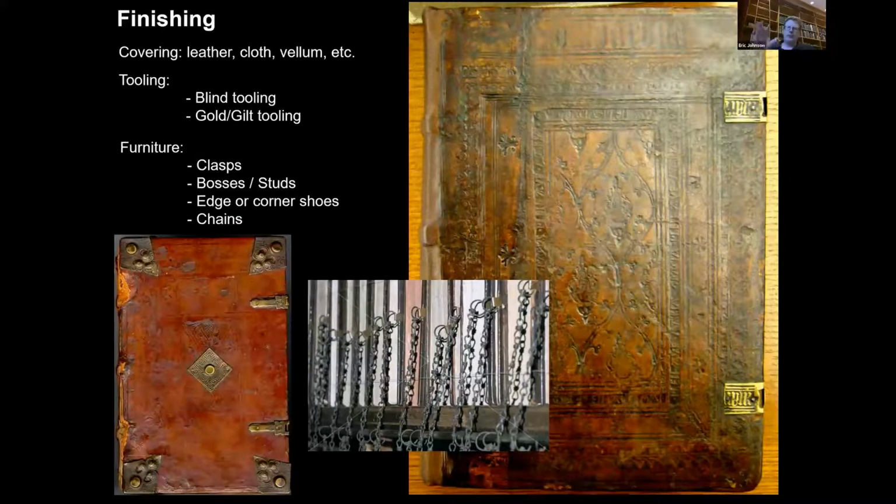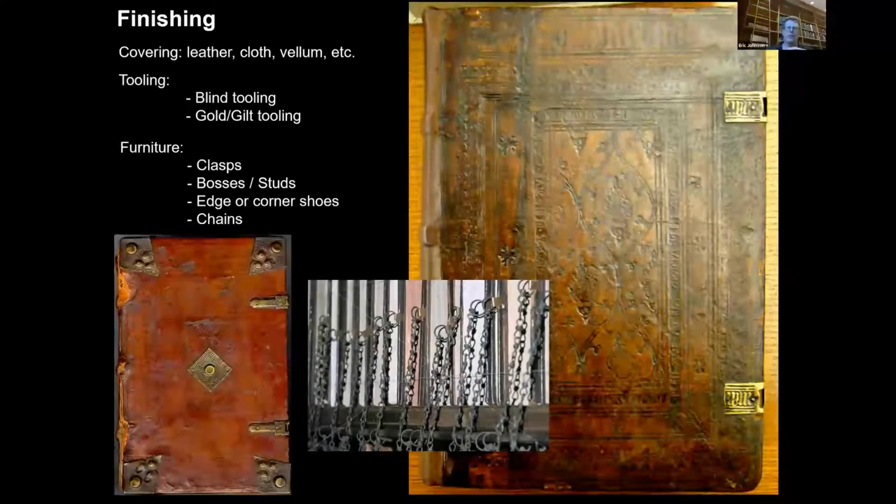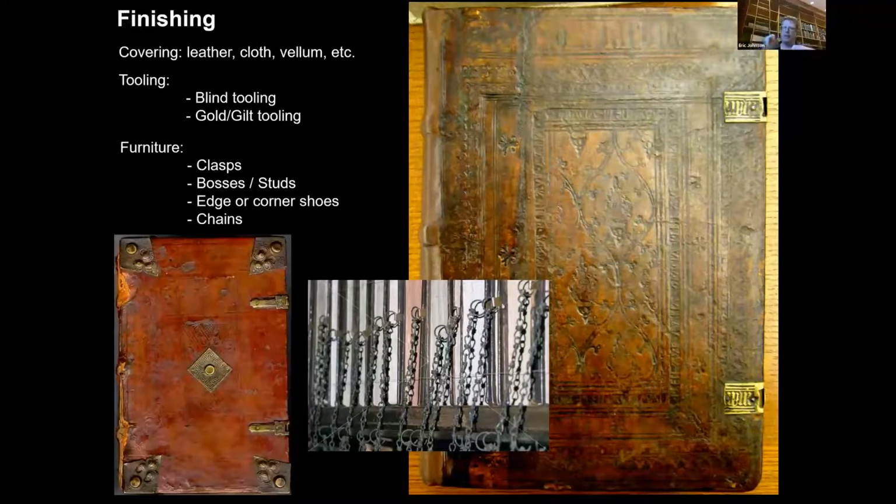In addition to blind and gilt tooling, we also have what's called furniture, and furniture consists of all of these metal bits and bobs that are added to a book cover. These can also be very decorative, but they're also extremely functional. First and foremost, we have clasps, and you can see in the large image on the right, at the very right edge of the book binding, or the covers, I should say, you have clasp catch stations. Clasps were important because they kept a book closed.